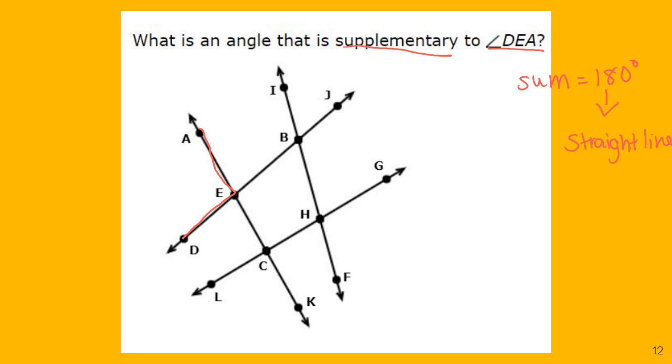So I actually have two different options here, because if I'm looking at the straight line right here, I could use angle AEB. So angle AEB is an option. Or if I'm looking at this angle here, I can see that angle DEC would also be an option. So supplementary to angle DEA could be this angle here, that is angle AEB, or this angle here, that is angle DEC. Those are our two options.